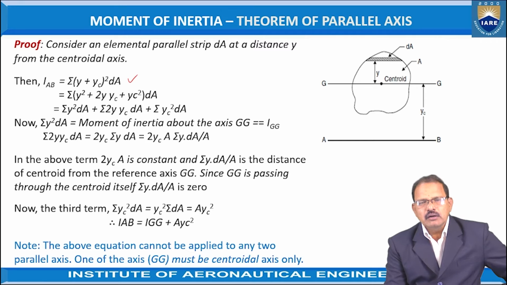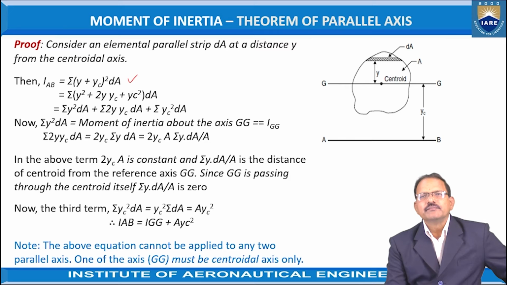The remaining term sigma y dA, just multiply and divide by the total area A. The equation now becomes 2yc into A, sigma y dA divided by A. The sigma y dA by A is representing the position of the centroid of the plane area about this line GG. Since GG is also the central axis, the sigma y dA by A is equal to 0 now.